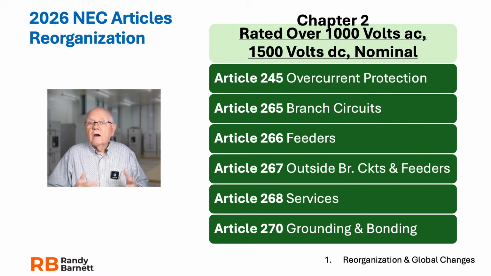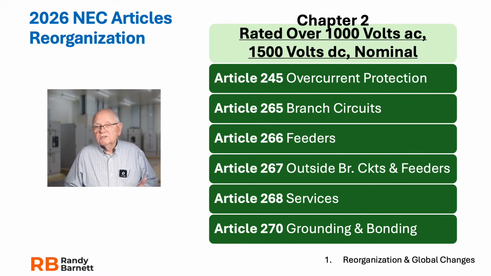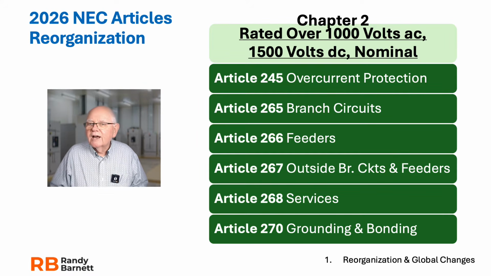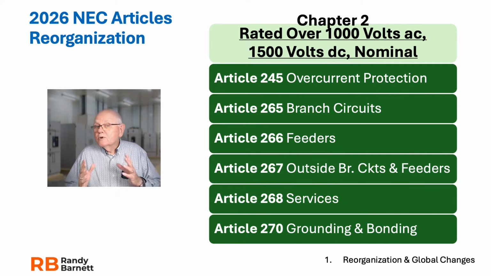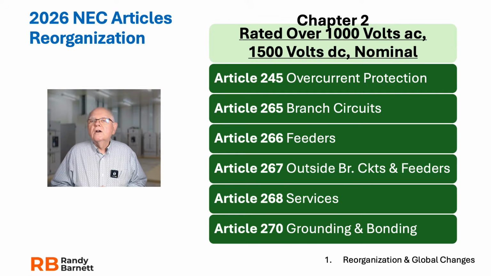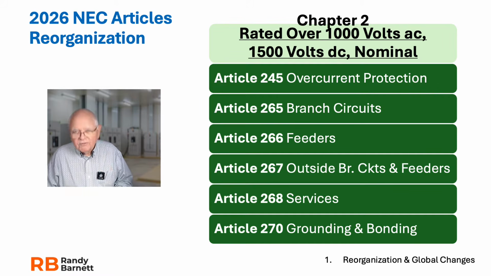So they went into Article 250, which has always been our article for grounding and bonding, right? They pulled out the information for over 1000 volts AC, 1500 volts DC, and put that into a new article, Article 270, for grounding and bonding for systems rated over 1000 volts AC, 1500 volts DC nominal. So those are new articles that we find in Chapter 2.